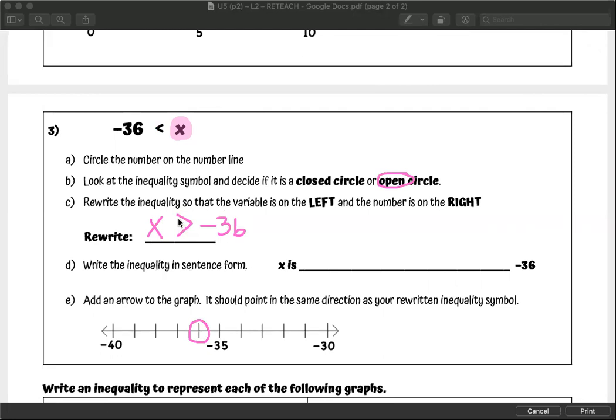Write it in sentence form. This symbol means greater than. So x is greater than negative 36. And since our variable's on the left, it should look like an inequality. The inequality should look like an arrow pointing the direction we need to shade, which is to the right. All right, so that's from an inequality to a graph.